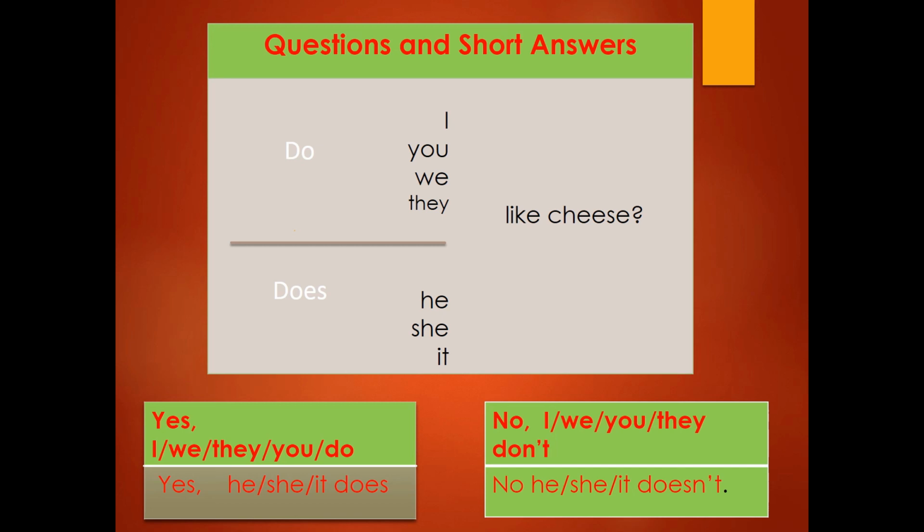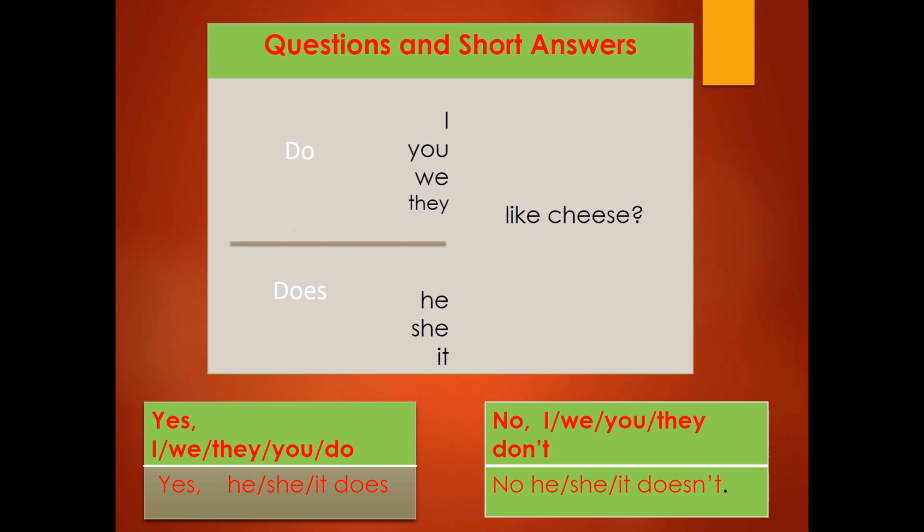For questions and short answers. In this case we have do as the auxiliary, I, you, we, they, those are the subjects. Then we use the verb, in this case like, and the complement, cheese. Obviously you have to add the question mark. So in this case we have do I, you, we, they like cheese. For third person the auxiliary is does, so we have does he, she, it like cheese. Remember, the correct auxiliary for third person is does.